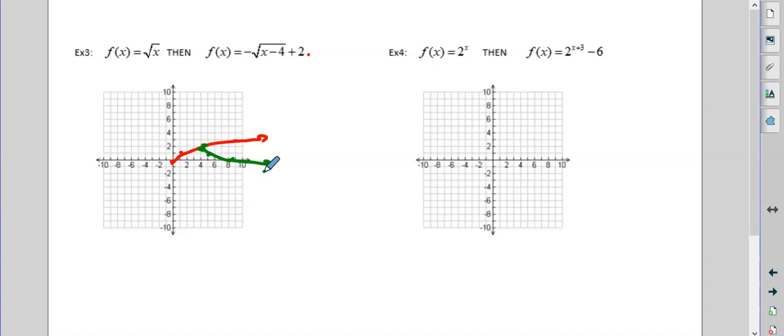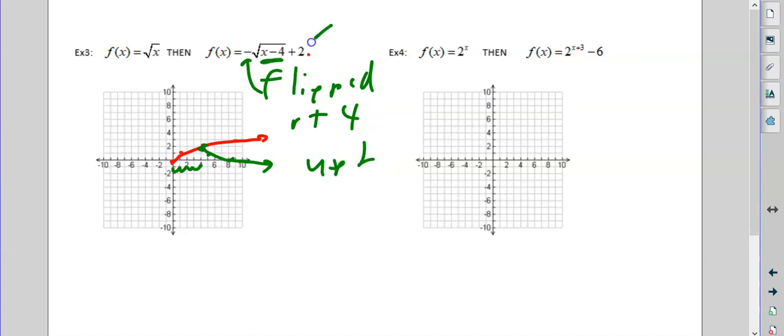So what happened here? Well, for one thing, it's flipped upside down. It's flipped over. That's what this negative here does. Okay. It also moved 1, 2, 3, 4 to the right. That's right here. And it moved up 2. And that's right there.